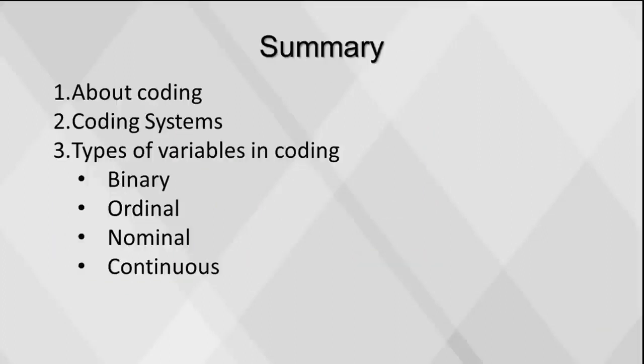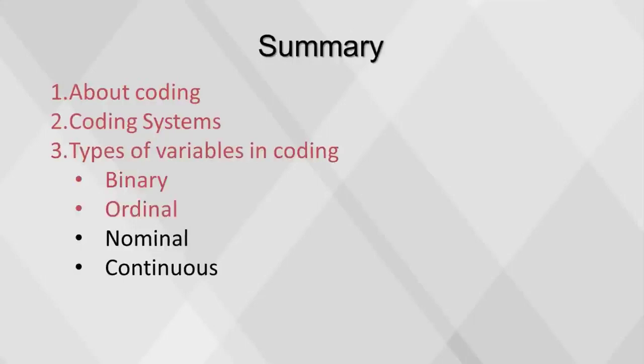That concludes our video on coding with variables. Today we covered some basic information about coding, coding systems, and types of variables in coding, including binary, ordinal, nominal, and continuous.